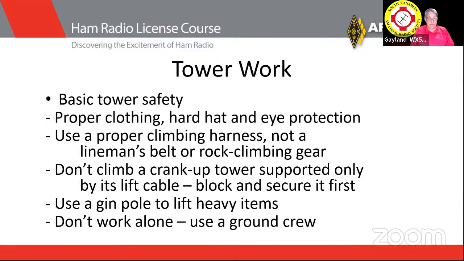When you go to climb, use a harness, a proper harness, not just a lineman's belt or rock climbing gear or something of that nature. Do it right. I'm sure I'm going to hear that out of my wife if and when I get my tower.